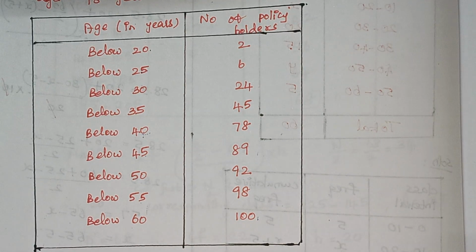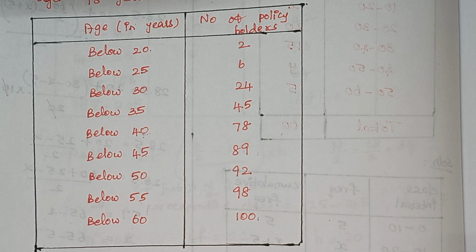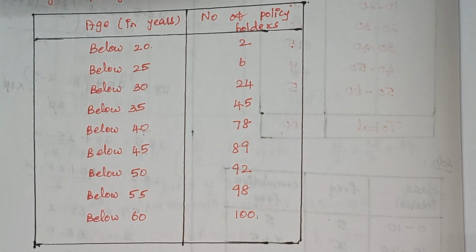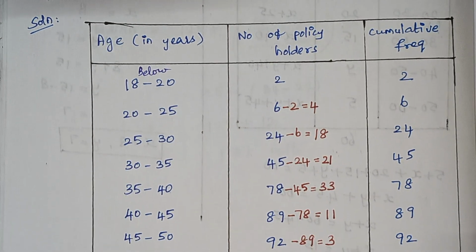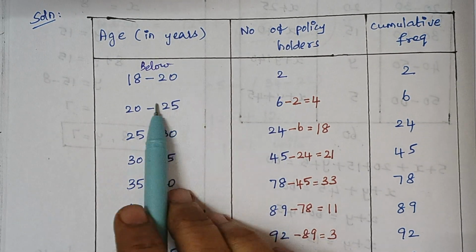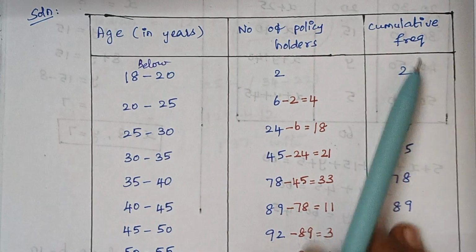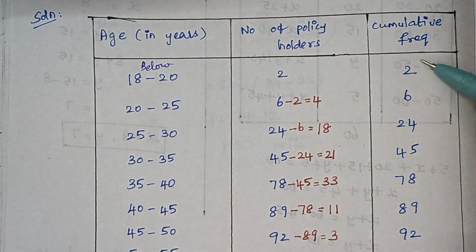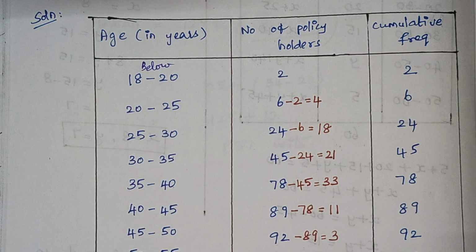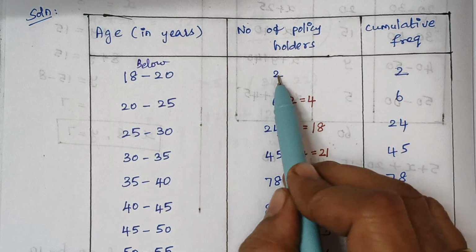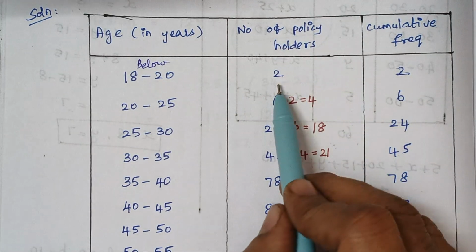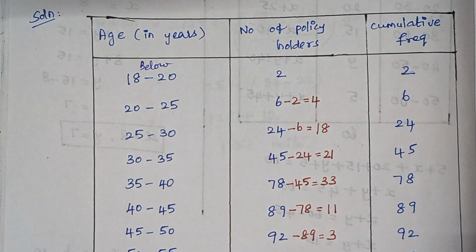Now we have to calculate our frequencies. How to calculate frequencies? Let me show you. In the answer column, frame the tabulation with three columns: age, number of policy holders, and cumulative frequency. These are all the data provided here. The first number should be written as such, so here it is 2. This is the cumulative frequency, right?